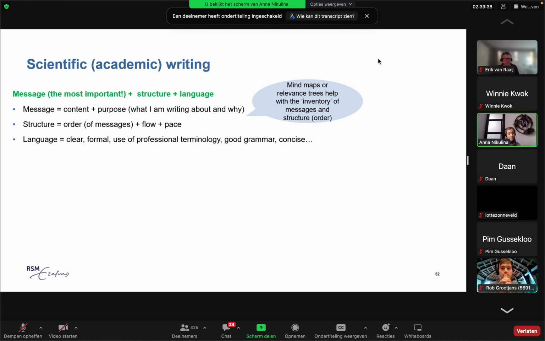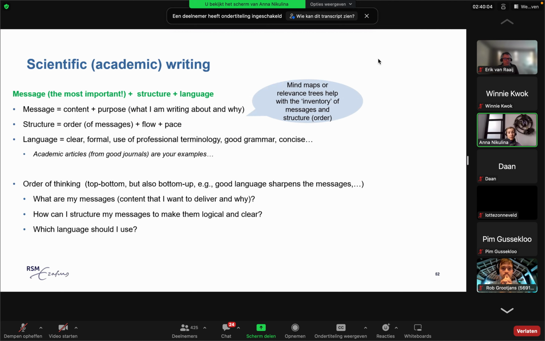And finally, language. I'm not going to preach about good English language here, but it really has to be clear, formal, professional, with good grammar, and concise. This is important for every type of essay or paper that you need to write for university. Academic articles are always good examples for the language that you need to aim for. I think it's quite easy to understand what you need to strive for.